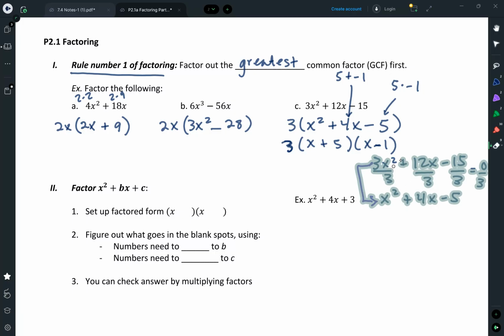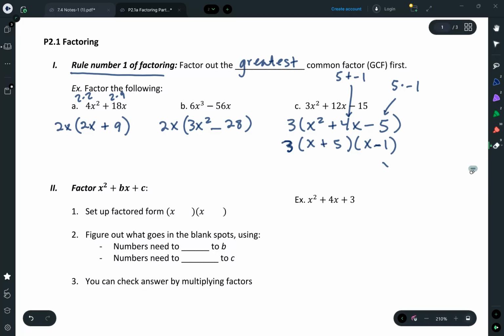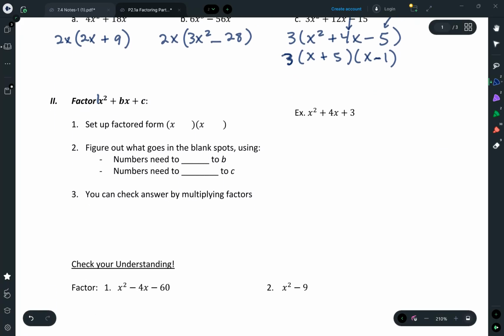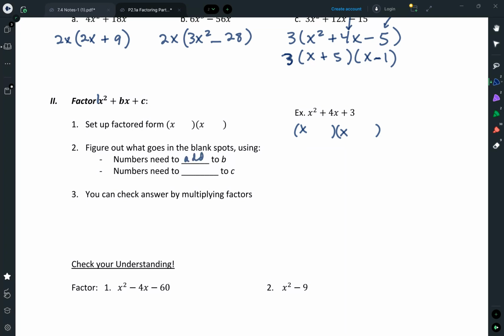All right, on the next one, let's see. We are looking at factoring x squared plus bx plus c. So this is when I have that leading coefficient of 1. This is my easier kind of factoring. So first we set up our factored form. So I'm going to do that over here. And because it's just an x squared, they both have an x. And then I need numbers that are going to add to b and multiply to make c. And usually we start with the multiply part of it.